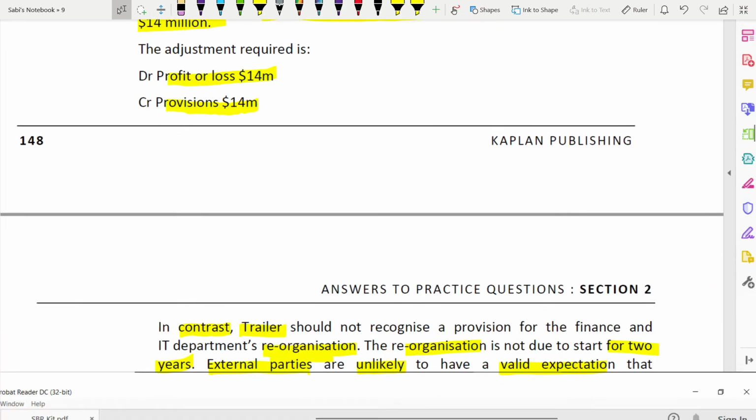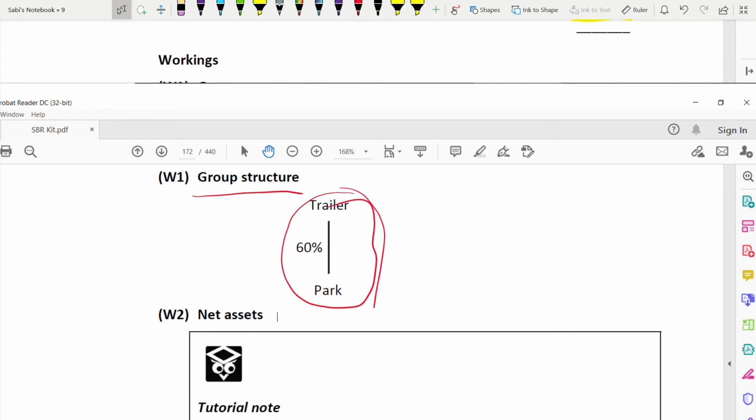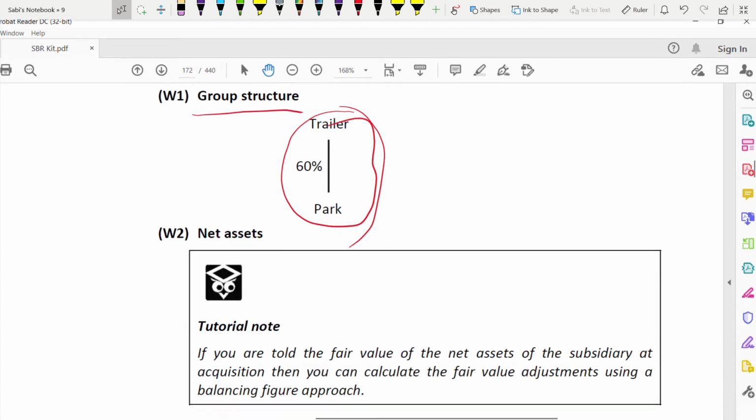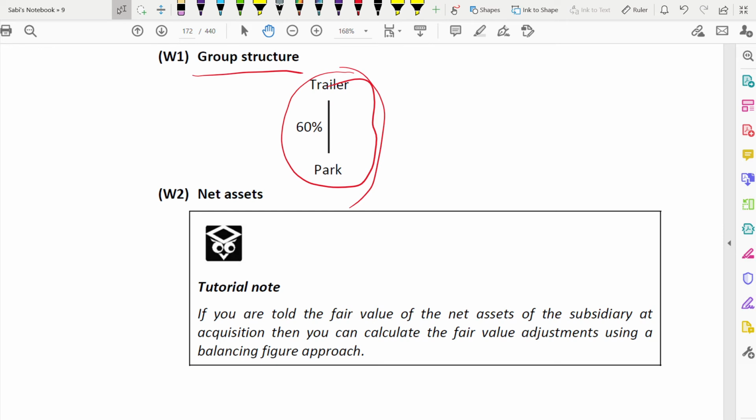Now let us go to this one. So now working 1. Even though you are not using working 1 anywhere, it's better that you have this group structure. Okay, how much Taylor is acquiring Park. If you want, you can omit this. If you don't want to include it, it's fine. As far as you remember that they have acquired 60%, if you don't include it, it's okay. Second, working 2. But from working 2 to working 5, rest all you need.